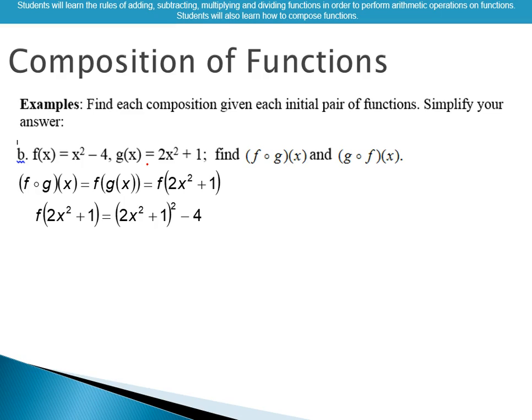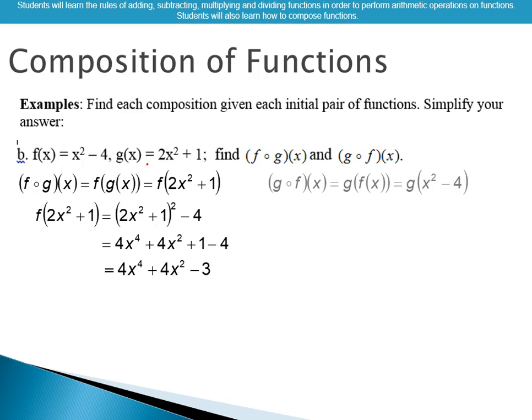Now, ladies and gentlemen, be careful here. This says 2x squared plus 1, quantity squared. So we've got to take 2x squared plus 1 times 2x squared plus 1. Combine like terms. And we're done.